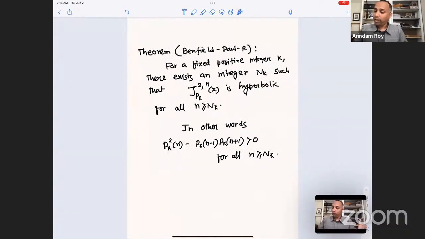We cannot prove this is hyperbolic for all n bigger than 1042, but we managed to prove the following. This is a result with my student Winfield, Paul, and myself: for a fixed positive integer k, there exists an integer N_k depending on k, which is the power, such that the degree 2 Jensen polynomial J_{p_k}^{2,n}(x) is hyperbolic for all n bigger than N_k. Note that if we take k equal to 2, we still could not manage to find what the integer is. We just said there exists one.